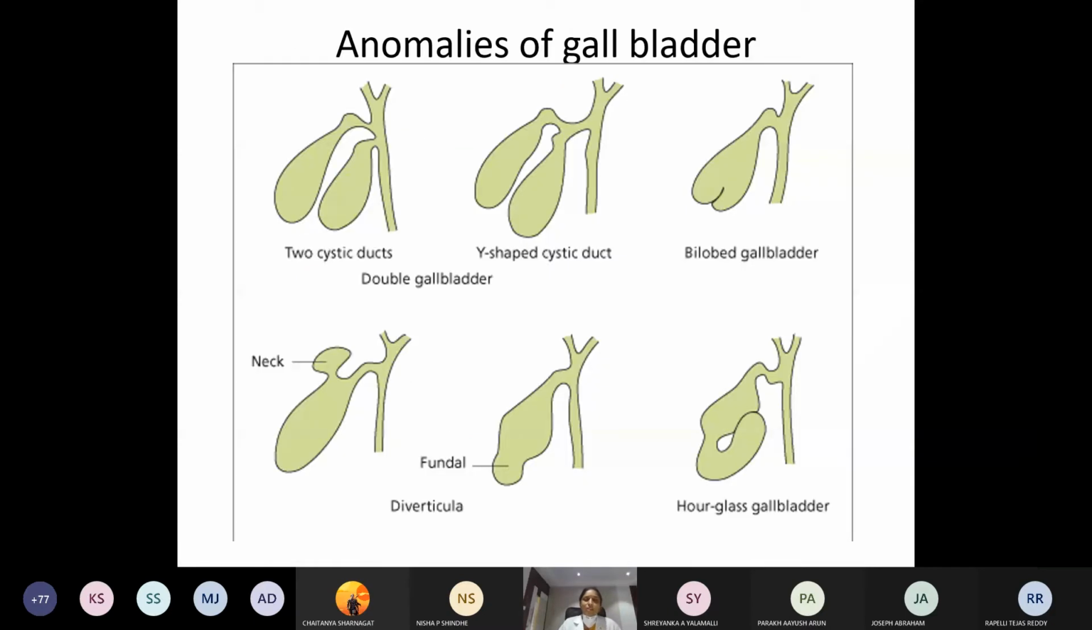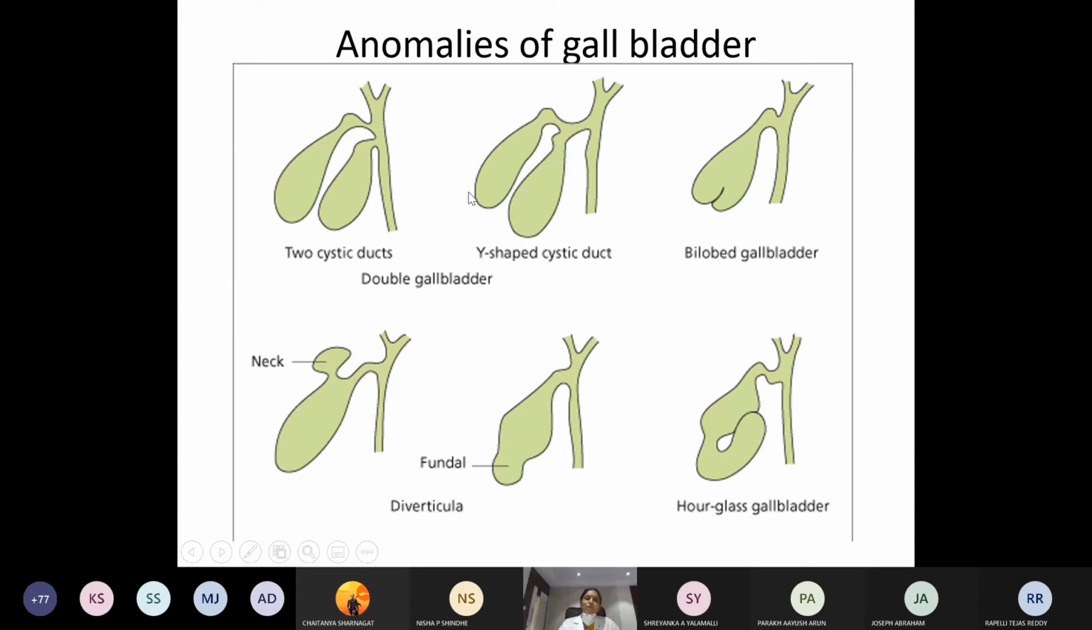Now we'll see a few anomalies of the gallbladder. Sometimes, if you get questions on extrahepatic biliary apparatus, you need to add a note on development. Usually, if you get a long note on extrahepatic biliary apparatus, you explain the normal anatomy of all the structures, and later on you add a note on development and some of the anomalies here, which will fetch you more marks.